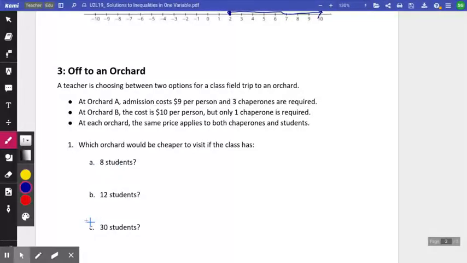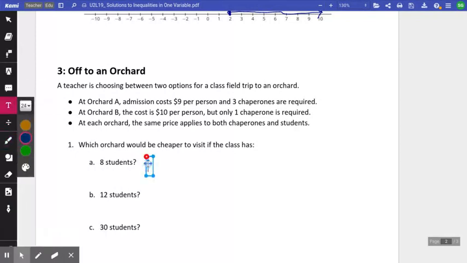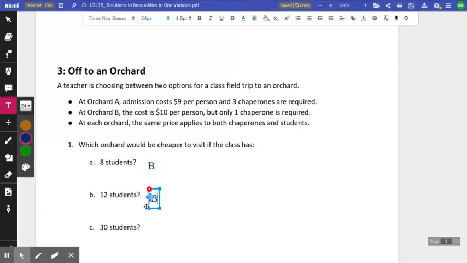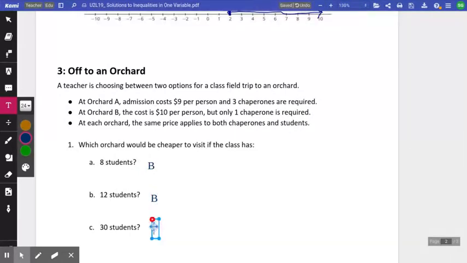We're looking at 3 different scenarios. If she has 8 students, 12 students, and 30 students. Go ahead, pause the video now and see if you can figure out which orchard, A or B, would be cheaper for these different amounts of students. All right, for the first 2, Orchard B would be the cheaper option. And then for that last one there, Orchard A would be the cheaper option.